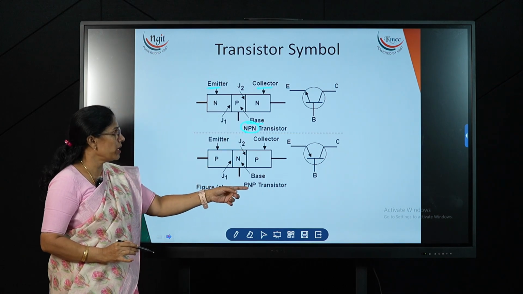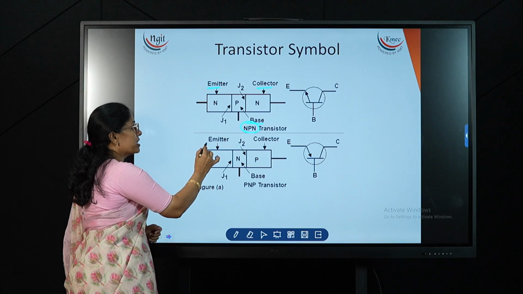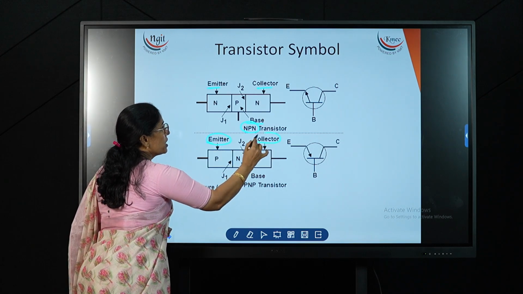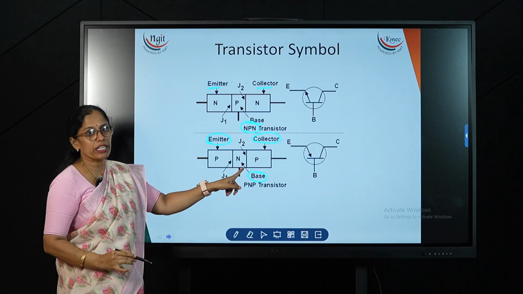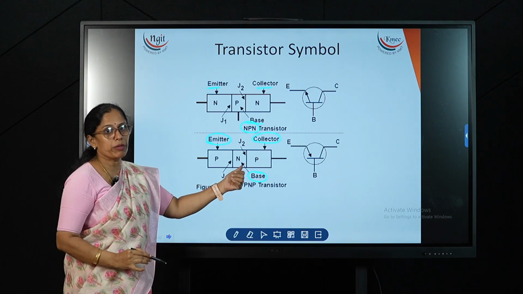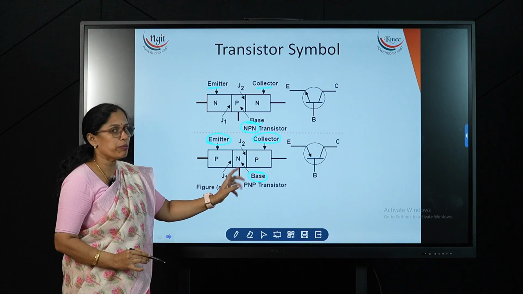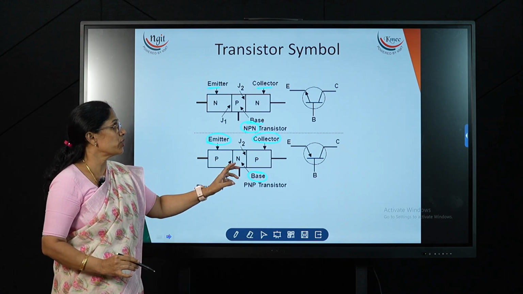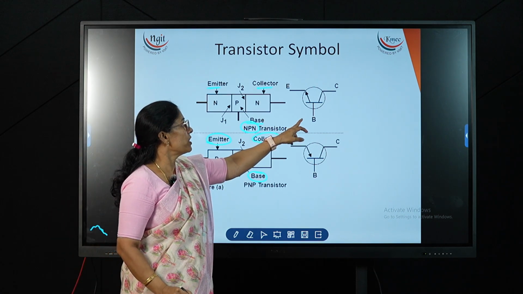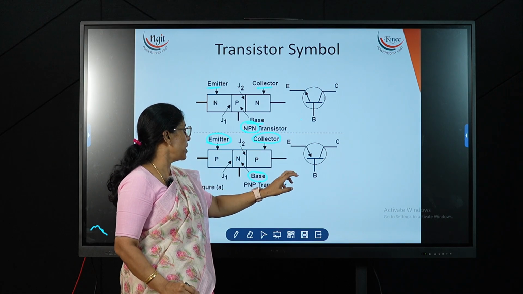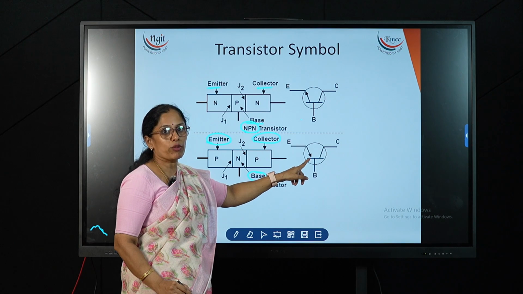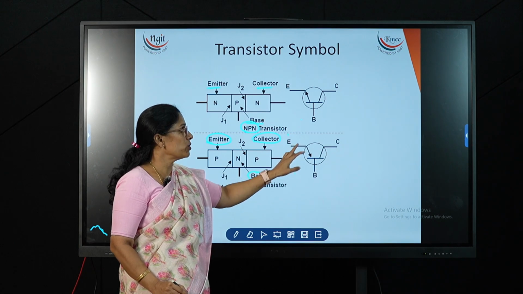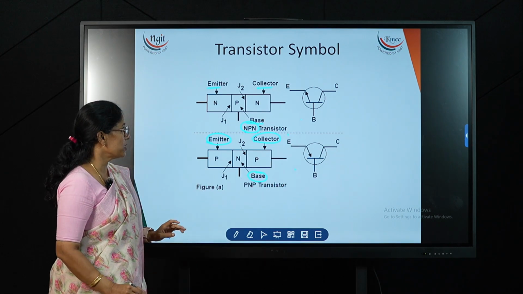And coming to the PNP transistor, here also three terminals are there, the same emitter, collector, base. The difference is that here the N-type material is sandwiched by two P-type materials, which is called the PNP transistor. If you see the circuit symbol, this is the circuit symbol for the NPN and this is for the PNP, where in one the arrow mark is outside and here the arrow mark is inside. This is the circuit symbol for the transistor.